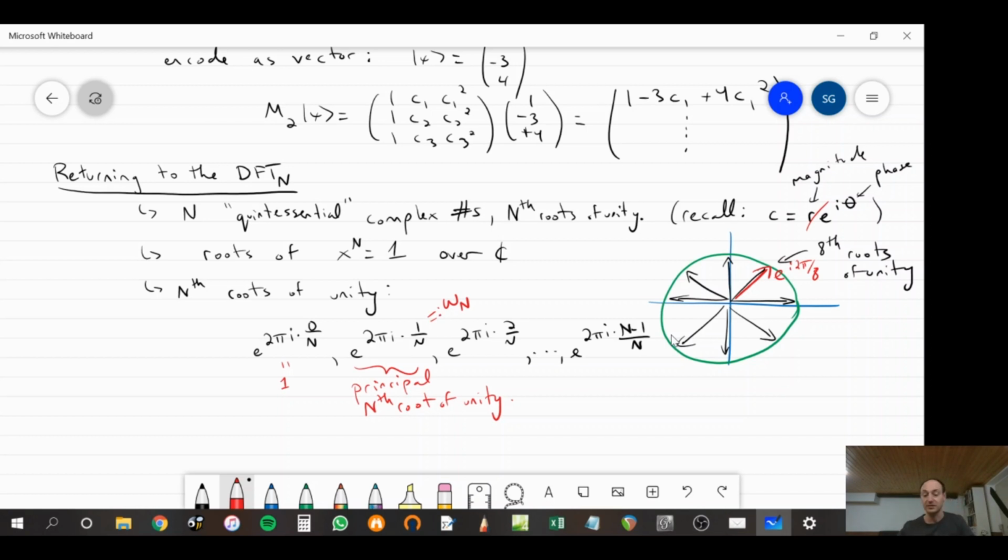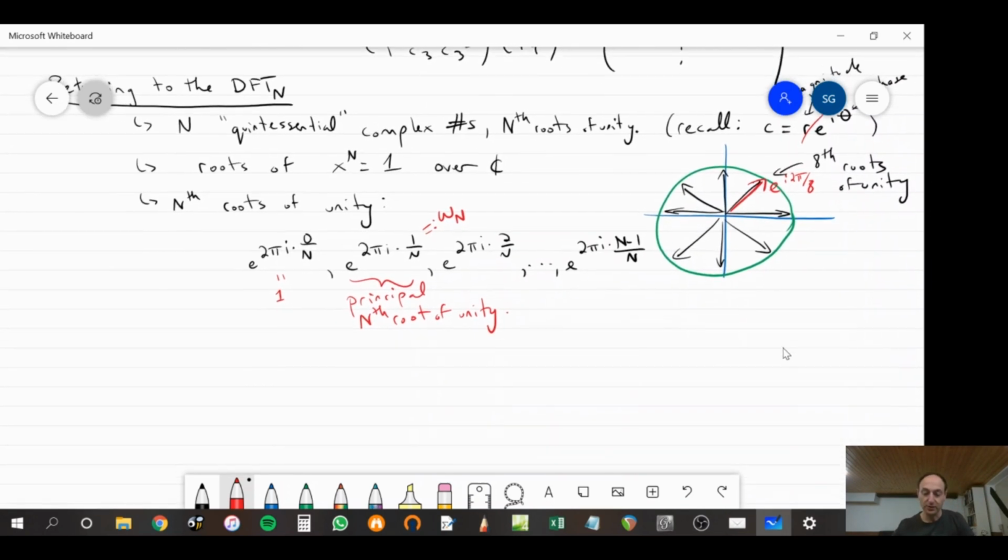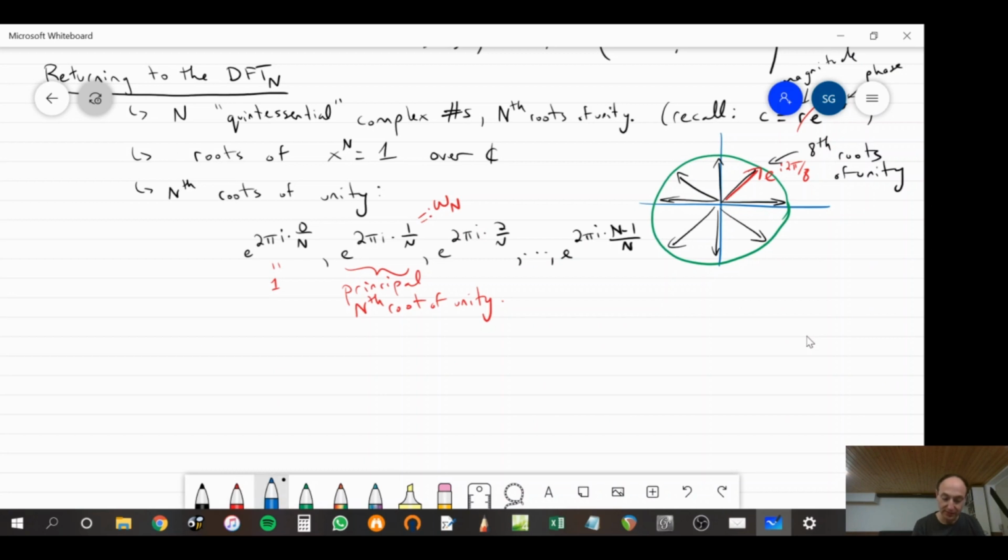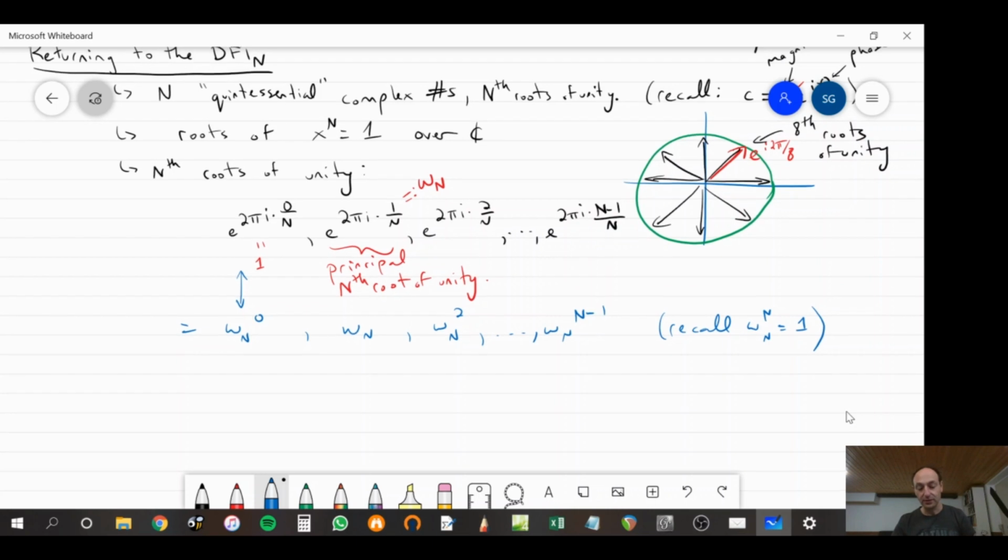So rather than writing out this entire e mess, once you do that, then you could rewrite this entire thing as omega n to the 0, that's this one. Then omega n, then omega n squared, dot, dot, dot, omega n to the n minus 1. Okay, and recall that omega n to the power n just wraps you right around the circle. You go back to 1. Okay? So these are the nth roots of unity, and this is what we're going to plug into our Vandermonde matrix.